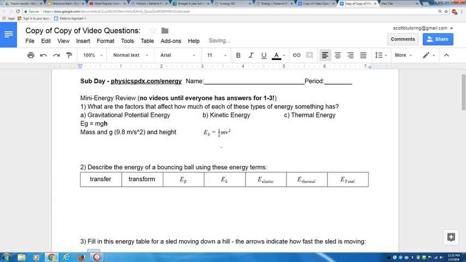For kinetic energy, the equation is 1/2 mv squared. So the factors that affect it are the mass and the velocity, right? The variables from the equation are the factors that affect it.